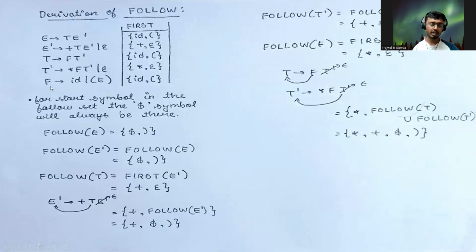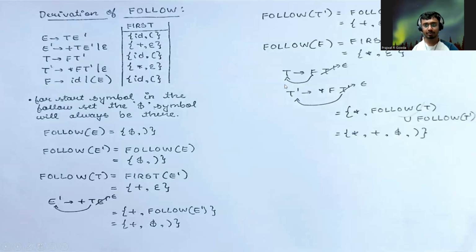Next non-terminal is F. F is present in this production. So we get follow of it, and it is followed by a non-terminal T dash. So we consider first of T dash. So follow of F is equal to first of T dash. First of T dash is star, comma, epsilon. So when we consider first of T dash star, comma, epsilon, when T dash is epsilon, it consists of two productions, F T dash and star F T dash.